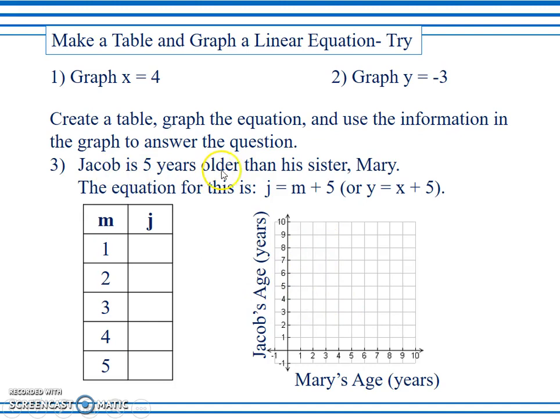So Jacob is 5 years older than his sister, Mary. The equation for this is j equals m plus 5, or y equals x plus 5. So Mary's age is across the bottom, Jacob's age is across the top. So go ahead and do these 3 problems and bring them back to class.